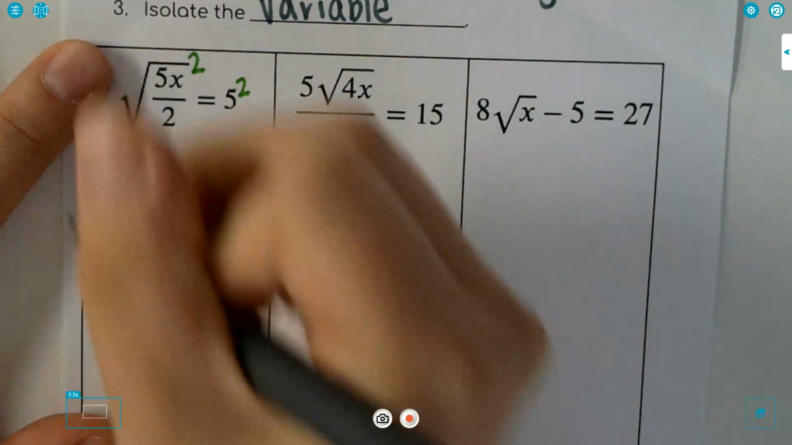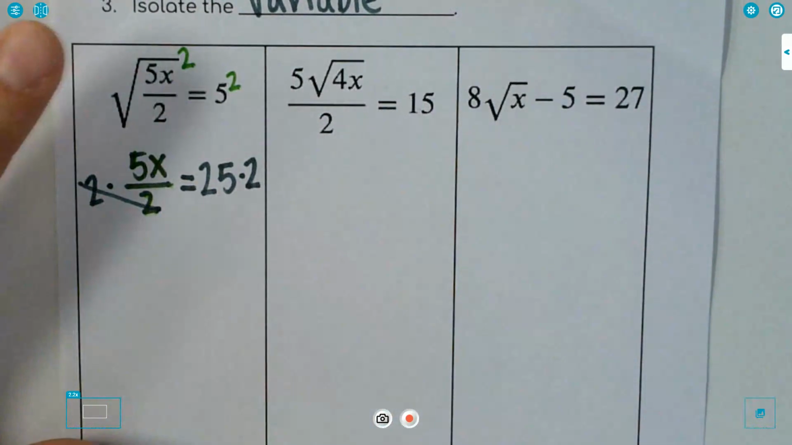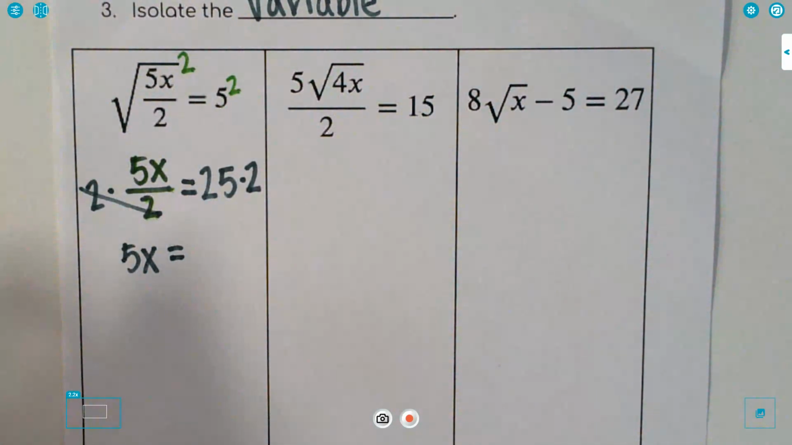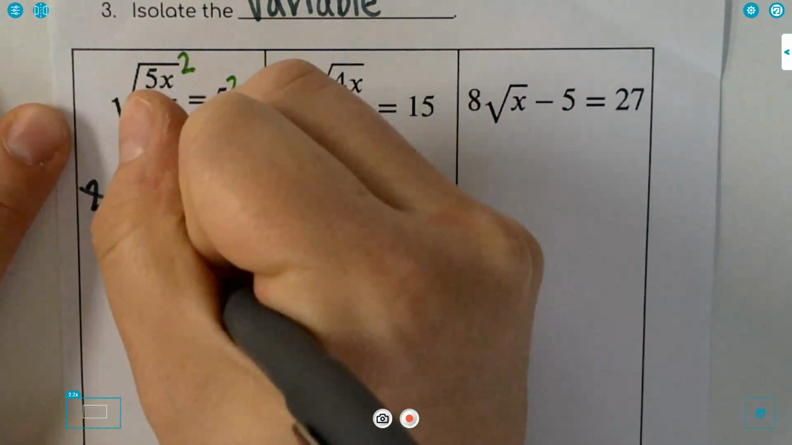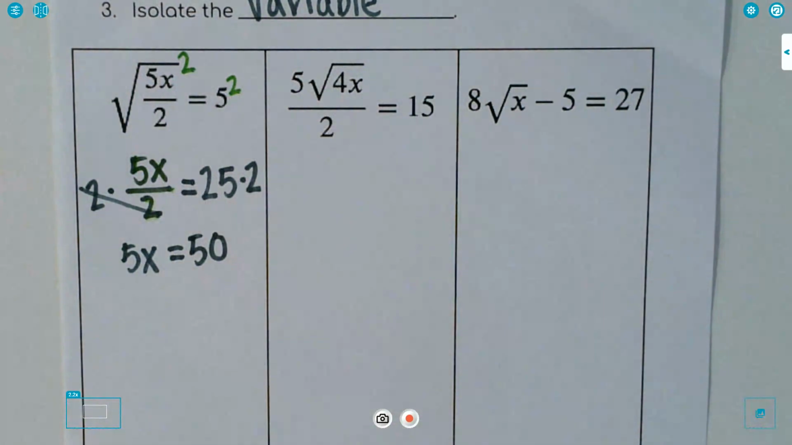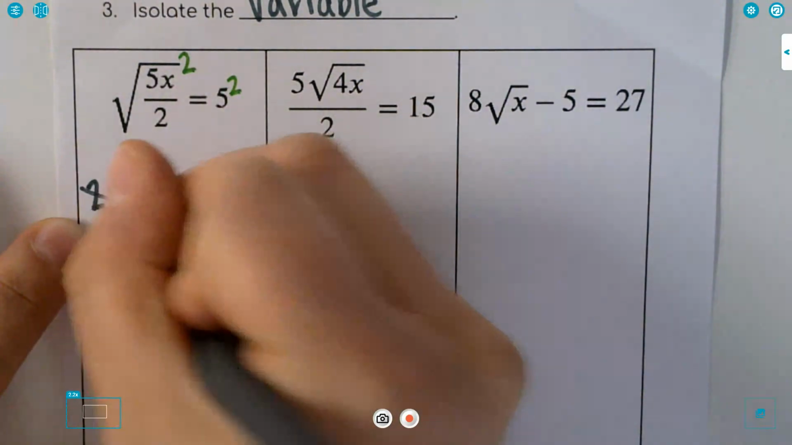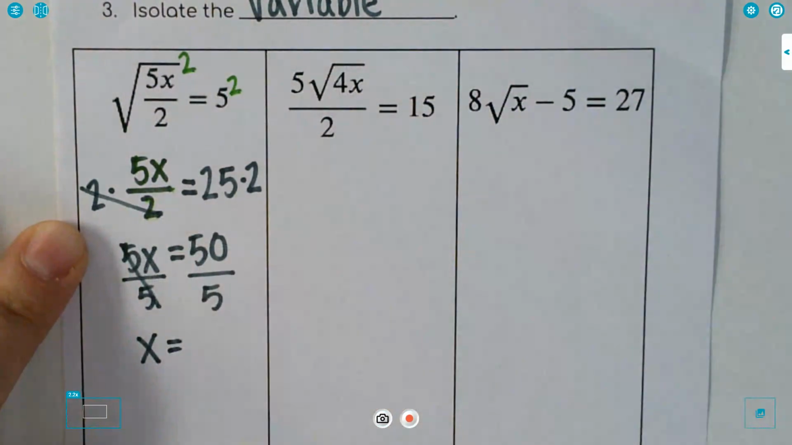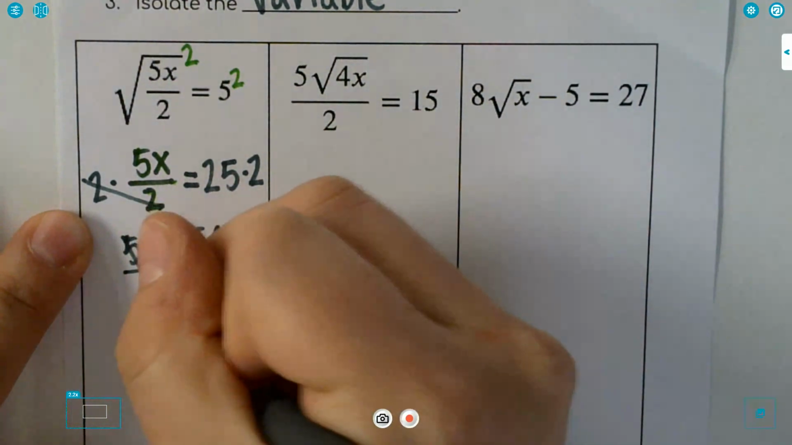This 2 over 2 cancels out. So we just have 5x. And 25 times 2 is 50. Then, our last step, we need to divide both sides by 5. 5 over 5 cancels out. So you just have x equals 50 divided by 5, which is 10.